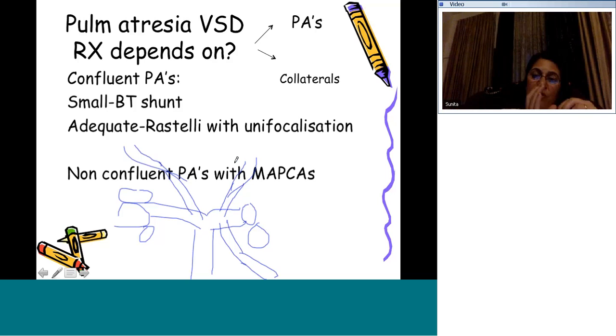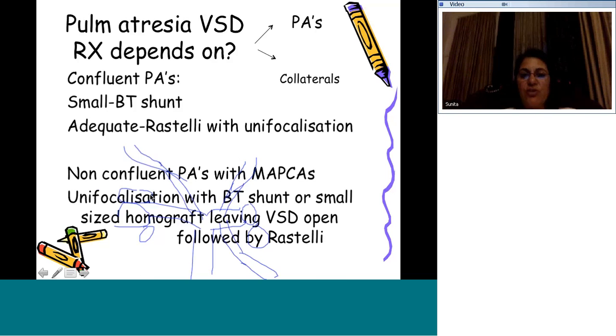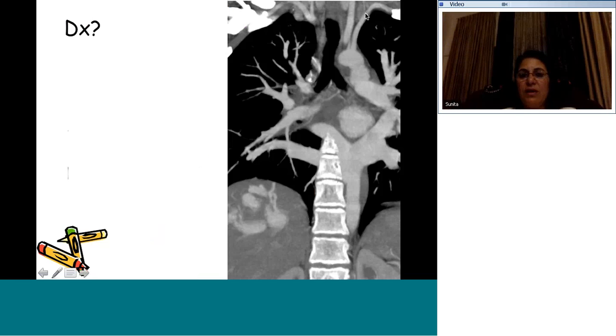Some people have a combination. You put a homograft, leave the VSD open, keep the homograft small, and later on close the VSD. There are multiple options that you can try. So if you have non-confluent PAs, your answer is going to be unifocalization with either a BT shunt or a small-sized homograft or a Rastelli. Okay, all clear on this?